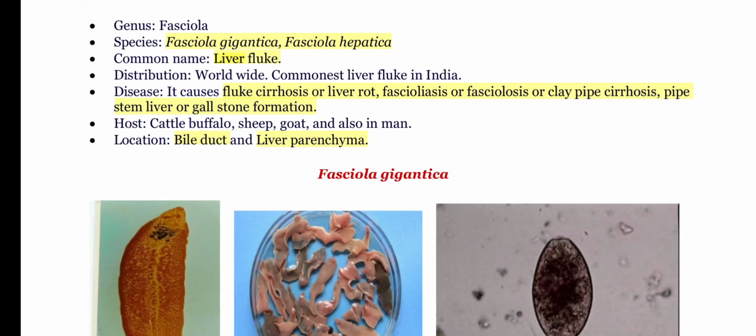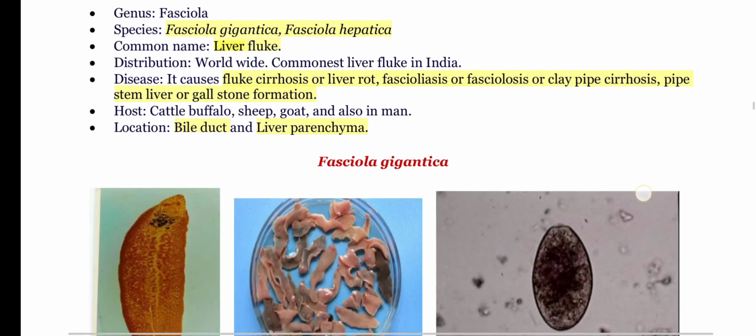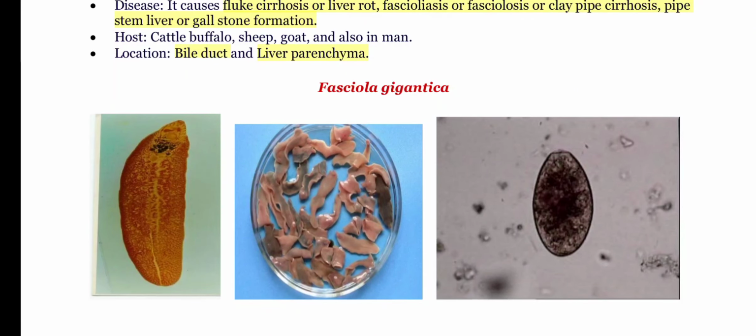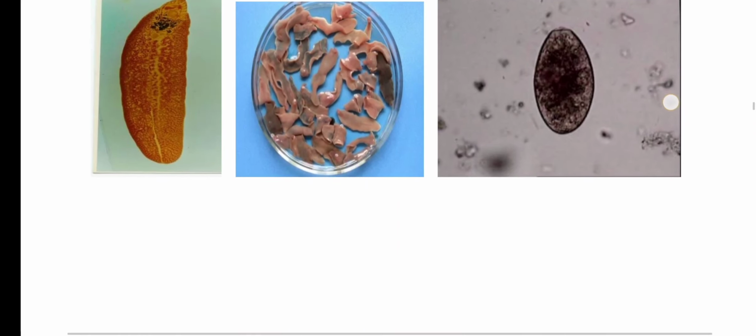And this disease is also called fluke cirrhosis, liver rot, fascioliasis, fasciolosis, clay pipe cirrhosis, pipe stem liver, and gallstone formation. When it comes to the location of the Fasciola, the bile duct is the site for the mature flukes, whereas the liver parenchyma is the site for immature flukes.